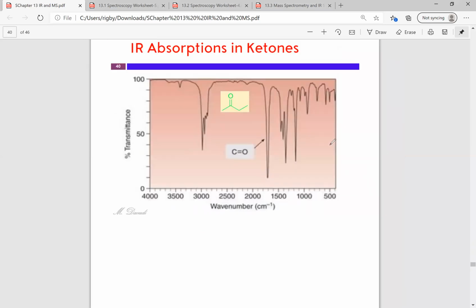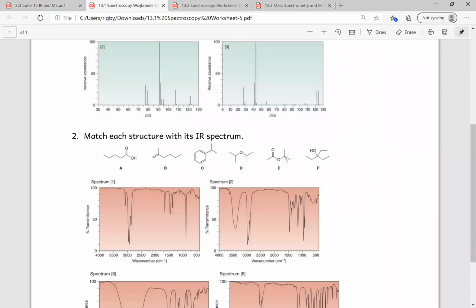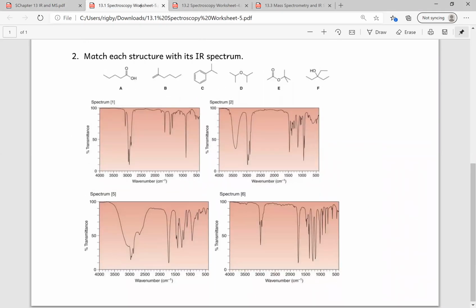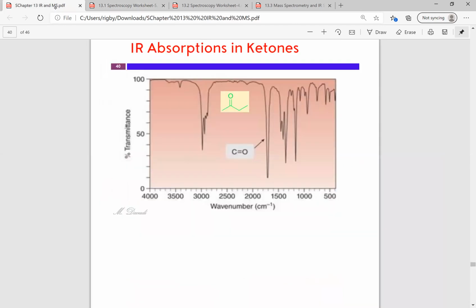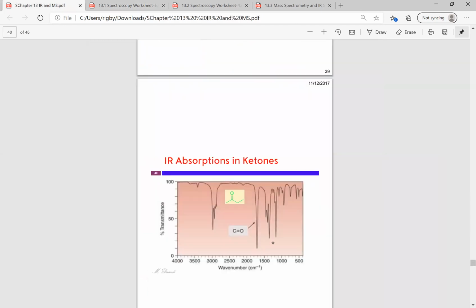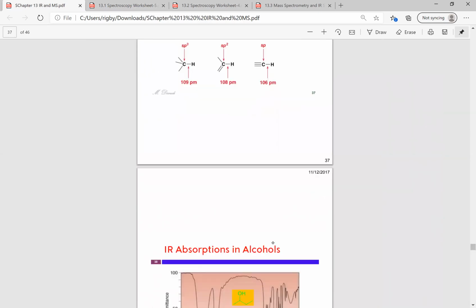Okay. And then ketones. Ketones, aldehydes, they're both going to have this C double bond O signal at about 1,700. You can see that here. And so you can see here a lot of this IR stuff is sort of comparing, contrasting with the table, with what you know, with other examples. So let's go over here to this example right here. So match each structure with its IR spectrum. I'm going to go ahead and scroll back up to that table very quickly so we can have that on hand.